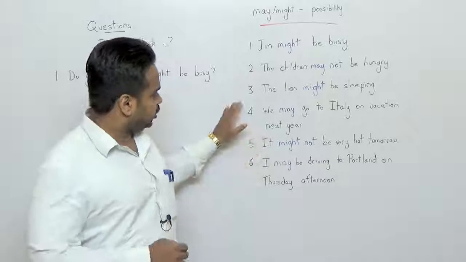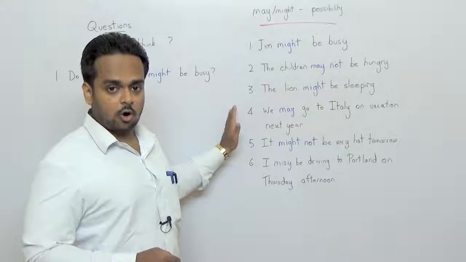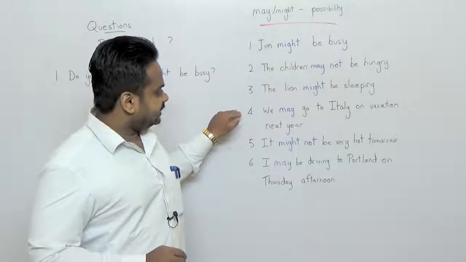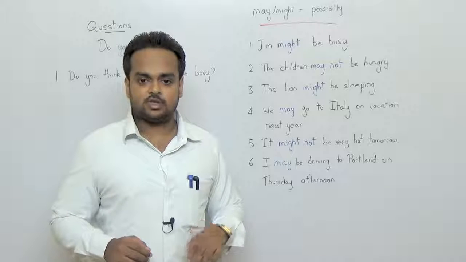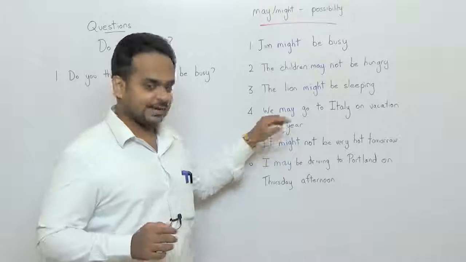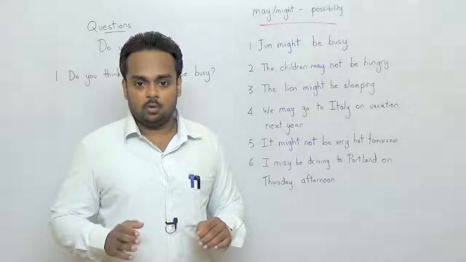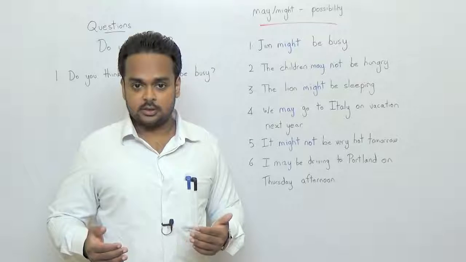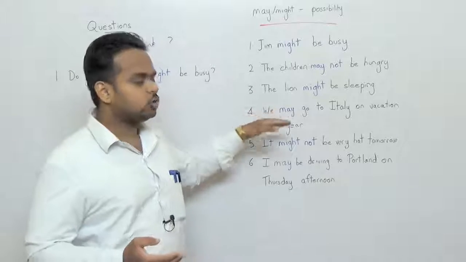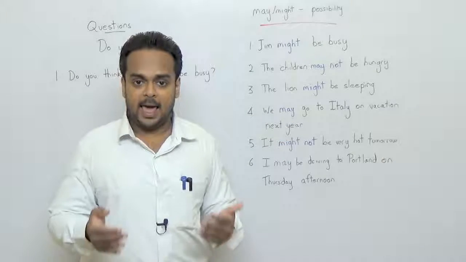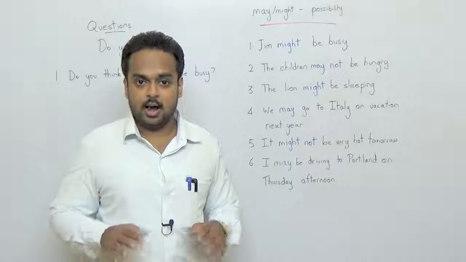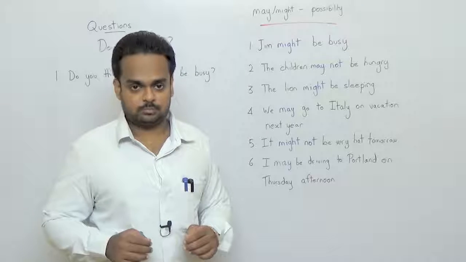All right, let's now look at the next three sentences, and these all talk about the future. Sentence number 4 is, we may go to Italy on vacation next year. Now you know it's talking about the future because you have next year there. However, we're still guessing about next year. This sentence tells you that we have not planned the vacation. We may go to Italy on vacation. If it's already planned and arranged, I would say we're going to Italy next year. But here I'm not sure, so we may go.